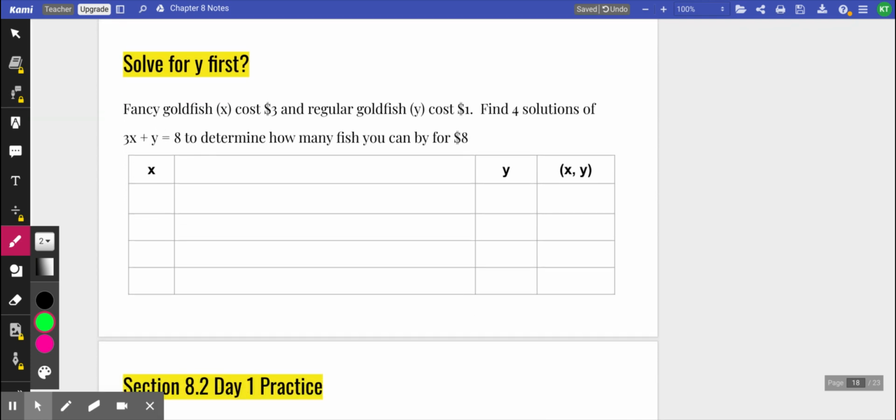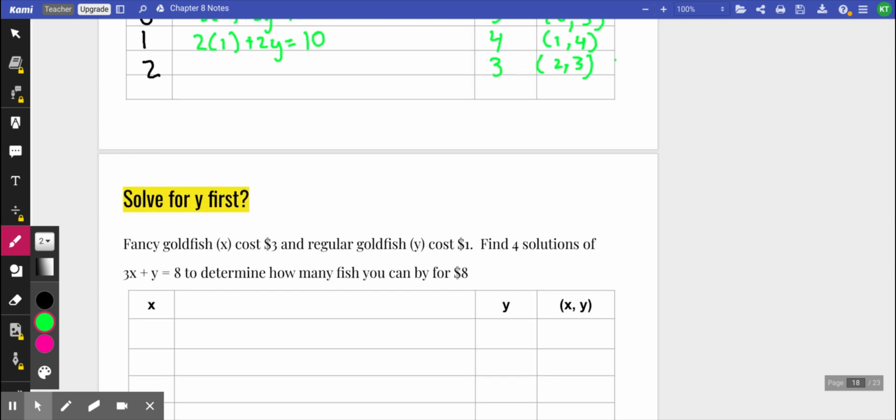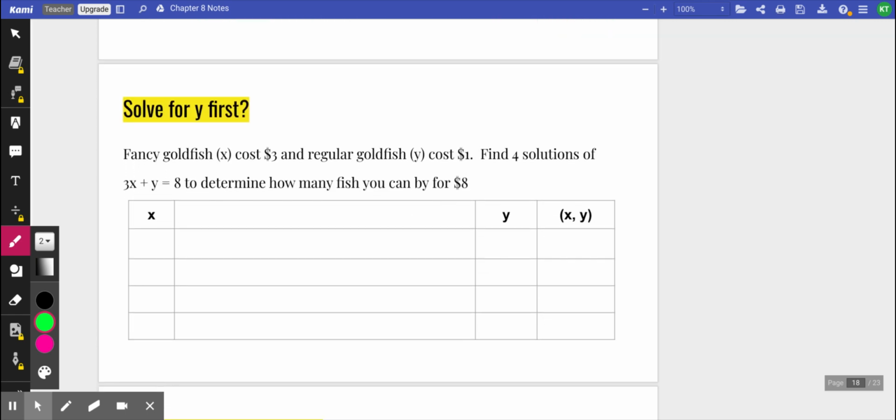All right. So this one just gives a word example with it. It says fancy goldfish costs $3 and regular goldfish cost $1. Find 4 solutions of the equation. Now, let's first decide why that is the equation, right? So it's saying that this is our fancy and this is our regular goldfish, right? So it's $3 per fancy plus $1, right?